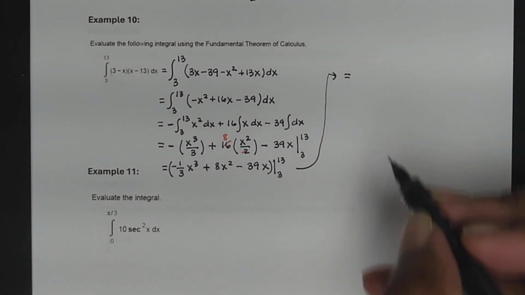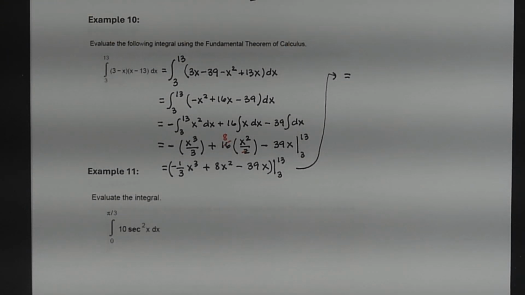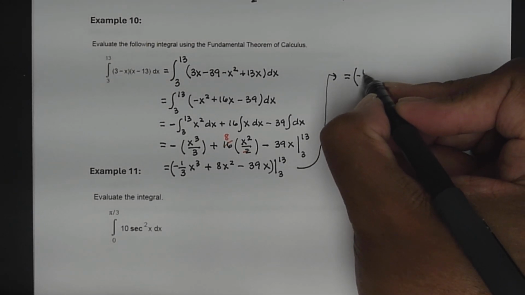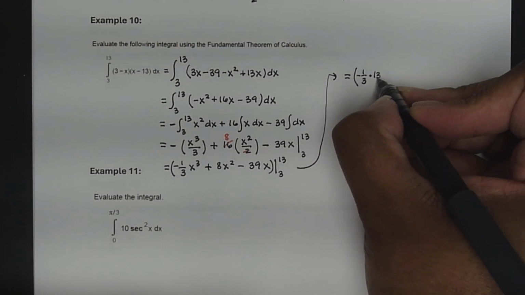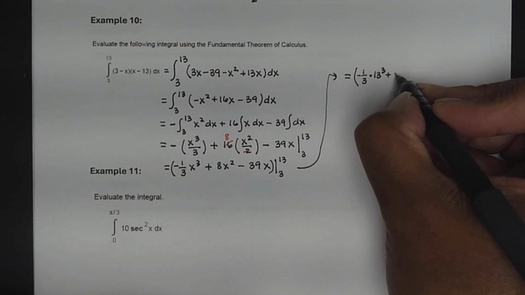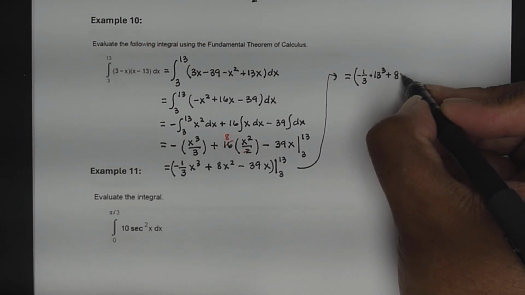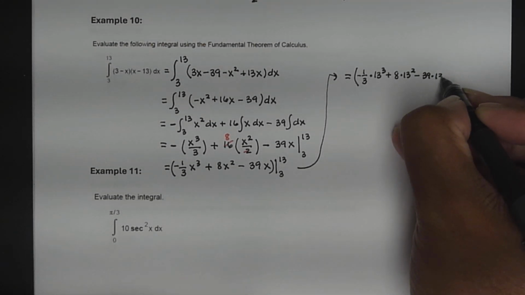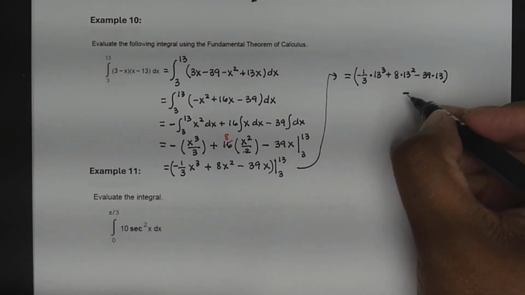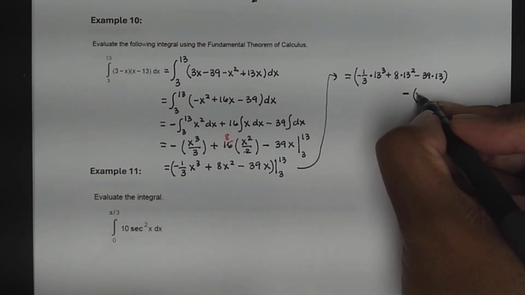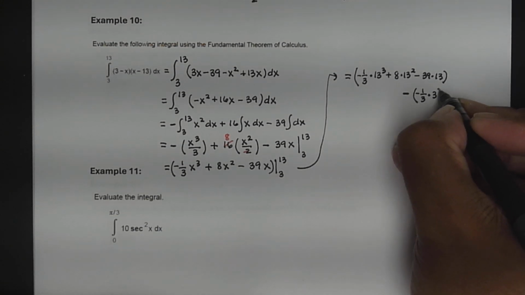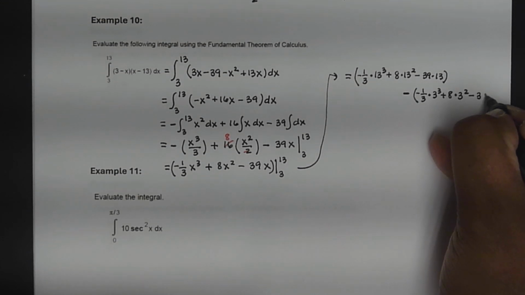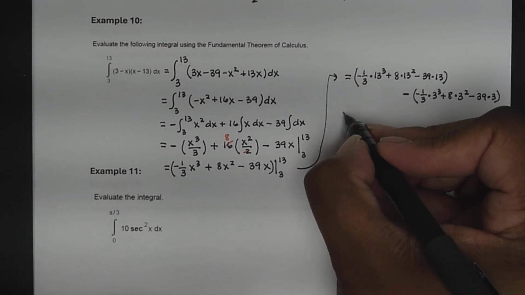I'll continue this over here on this side. My upper limit is 13, so I have negative 1/3 times 13 cubed plus 8 times x, which is 13, and that's squared, minus 39 times 13. And then minus my lower limit, which is 3, so it'll be negative 1/3 times 3 cubed plus 8 times 3 squared minus 39 times 3.